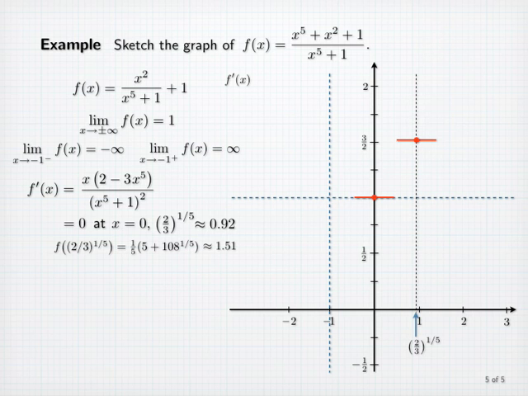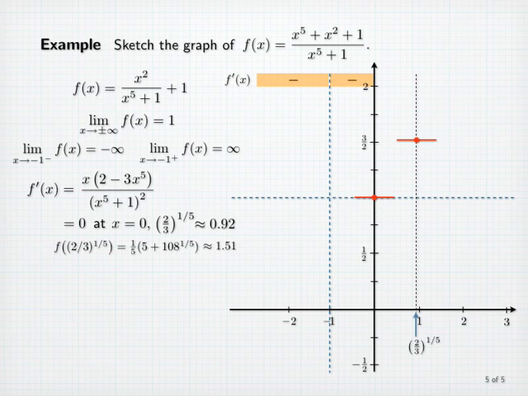If x is less than minus 1, then the numerator of f prime of x equals a negative number times a positive number, and the denominator is positive, and so f prime of x is negative when x is less than minus 1. Between minus 1 and 0, it's still negative.